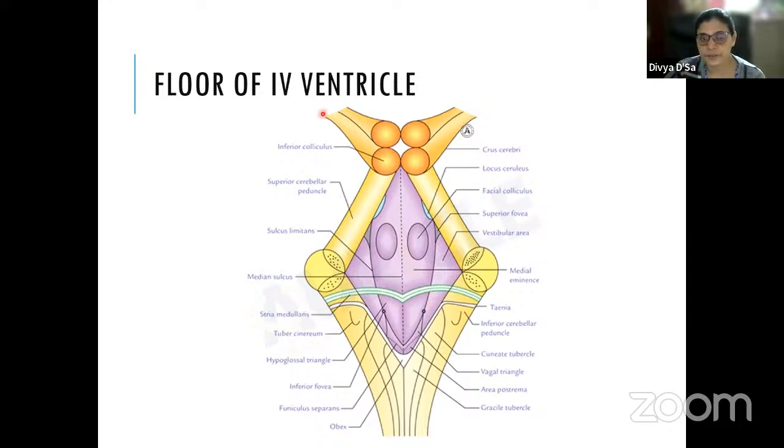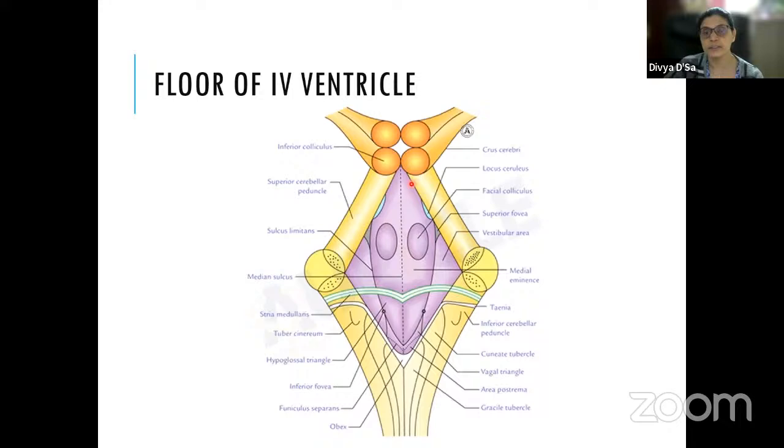Now here, this is the superior cerebellar peduncle. Here we have the inferior cerebellar peduncle. Posteriorly we have the cuneate and the gracile tubercle. Now here, if you see the floor, this purple part, this entire inside part, is the floor of the fourth ventricle. The entire floor is divided into right and left halves, symmetrical, equal halves.